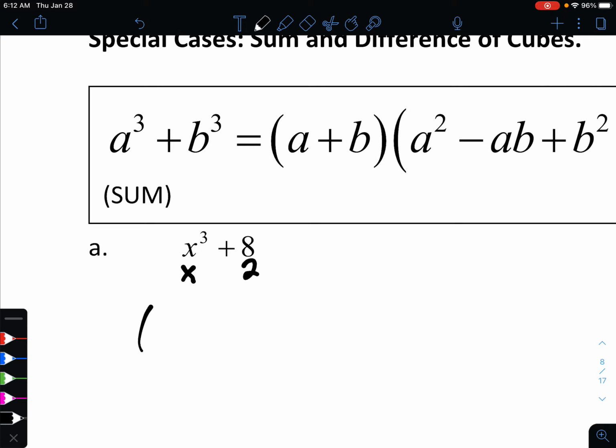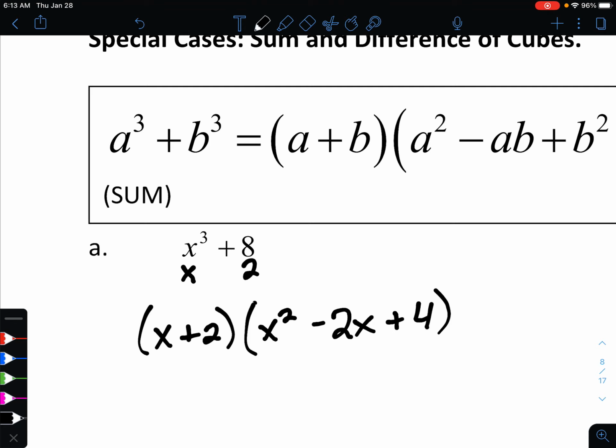So as we plug those in, our first parentheses is going to be a plus b, so that's x plus 2. Our second parentheses is going to be a squared, so x squared, minus a multiplied by b, so that's x multiplied by 2. But we would probably want to write that as 2x, and then plus b squared, so plus 4. Now, at this point, we are actually done factoring.